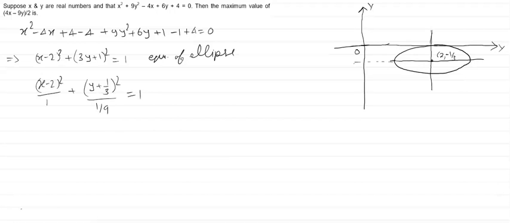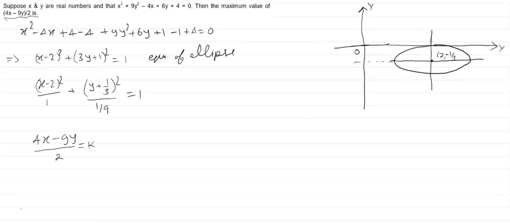Now we have to calculate the maximum value of (4x minus 9y) over 2, right? So let's consider this value as k, for (4x minus 9y) over 2 equal to k. As we move the point on this ellipse, we get different x and y, and for that x and y we are getting different values of k. So for each point P we have a value of k associated with that point.